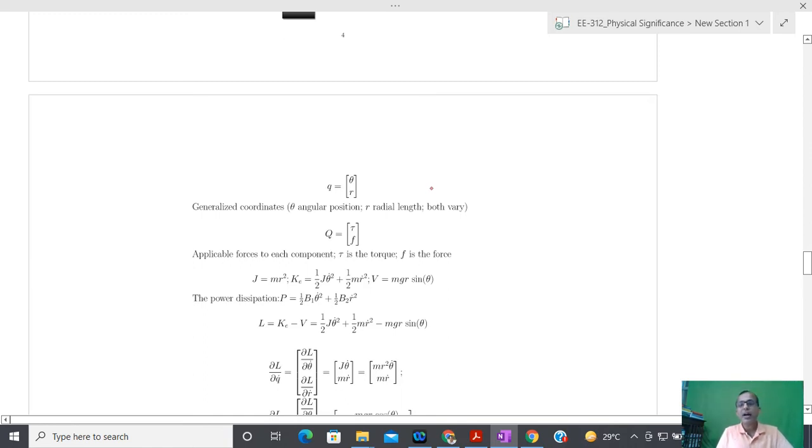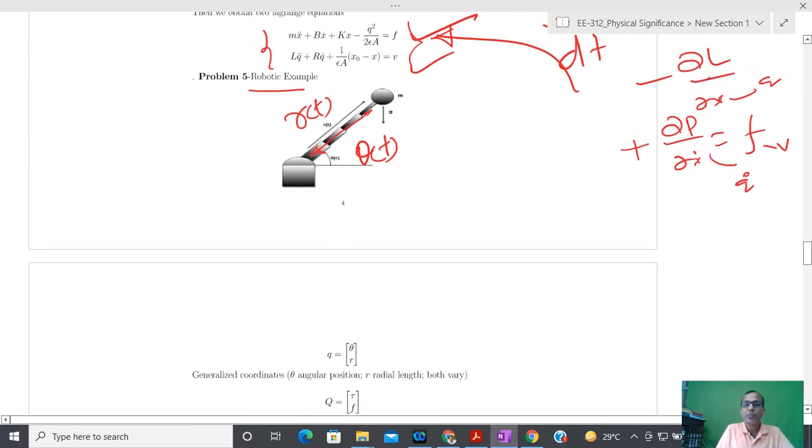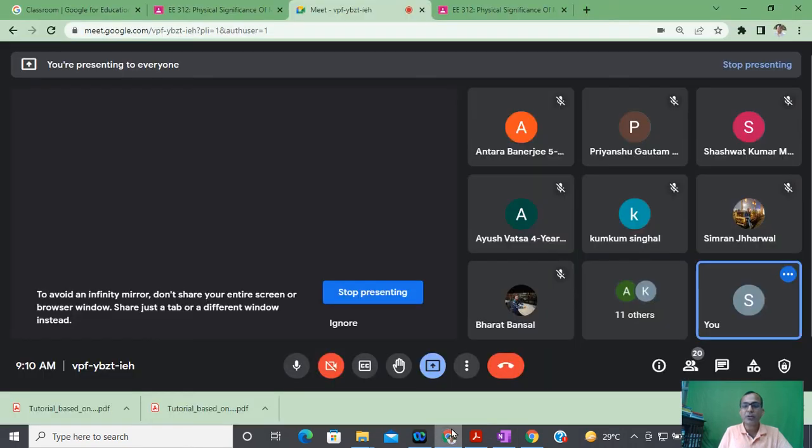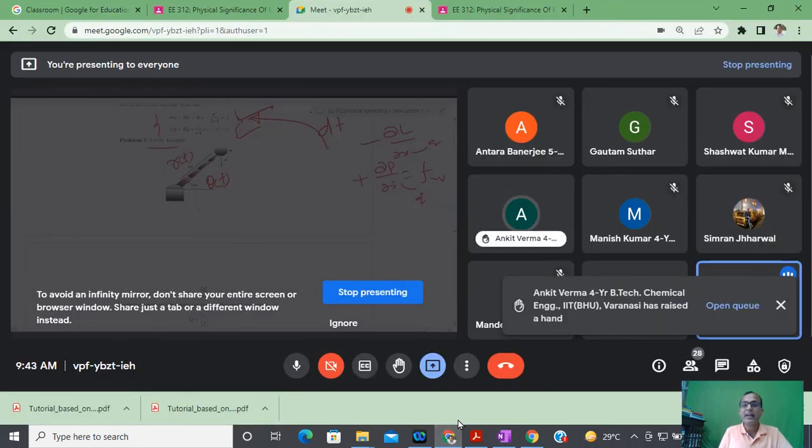I have already told you that you have to identify the force along that particular generalized coordinate. So if you see the generalized coordinate theta, how does theta come into the picture? Whenever some torque is going to act, some kind of torquing function, then one equation comes into the picture.